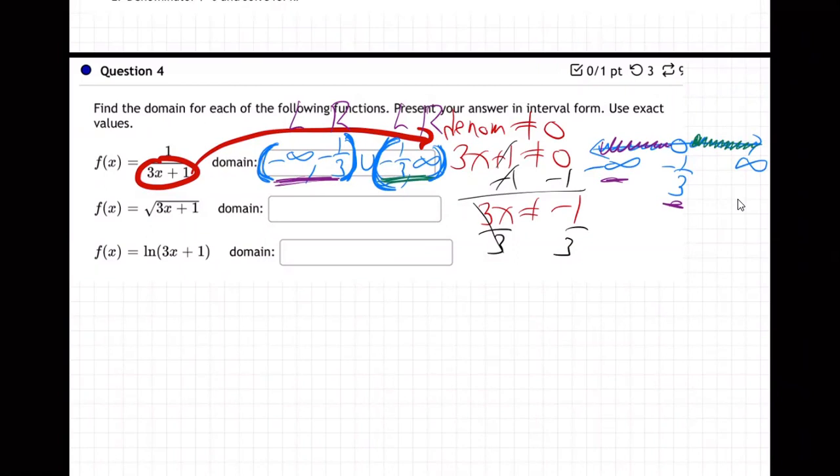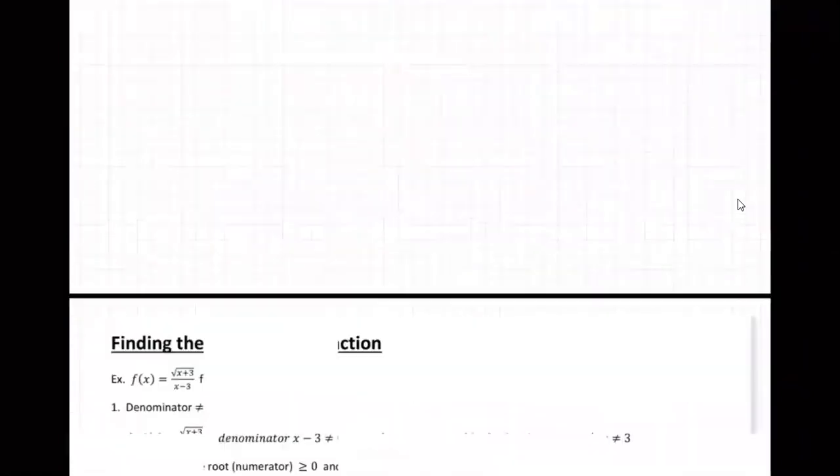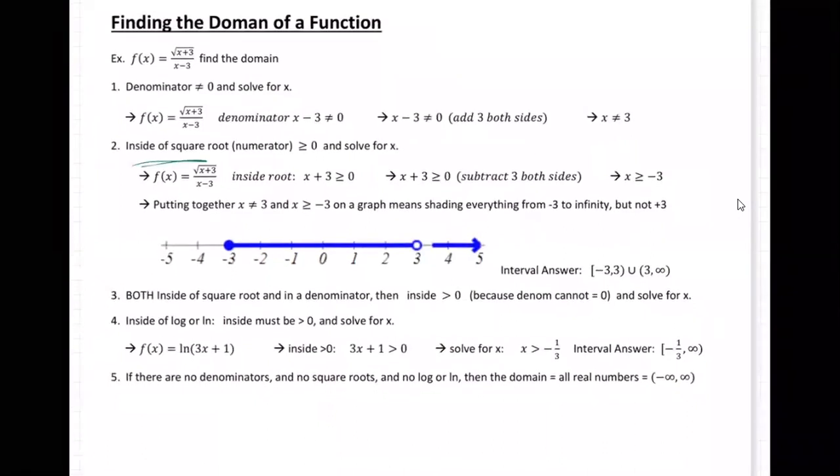All right, next part. Let's grab it right here, domain. So what do you do with the square root? Well, it says the inside of a square root is greater than or equal to 0.